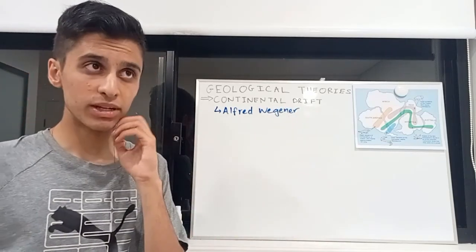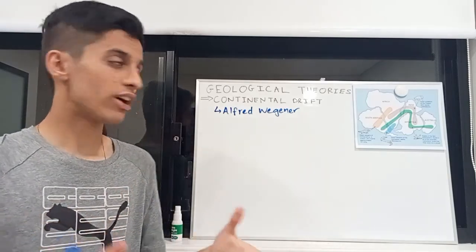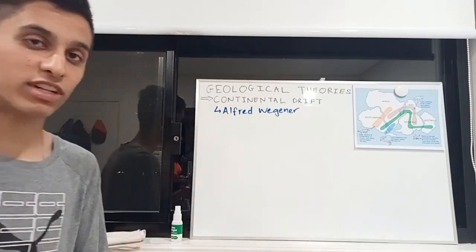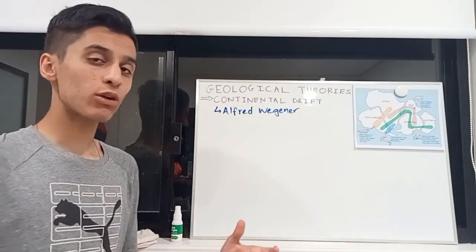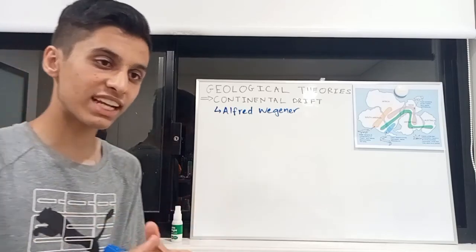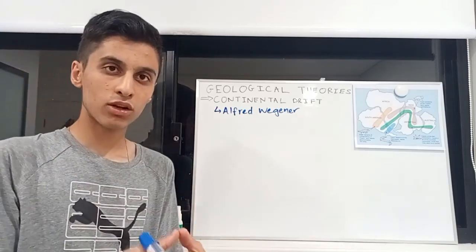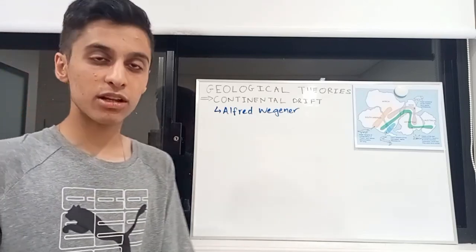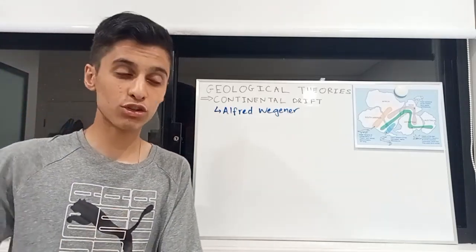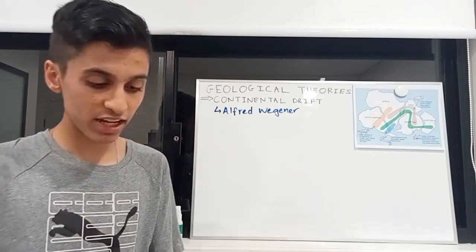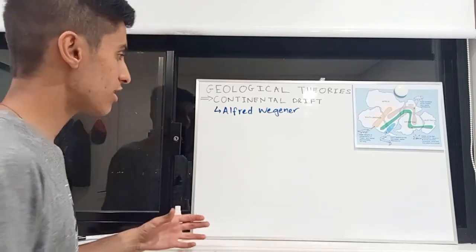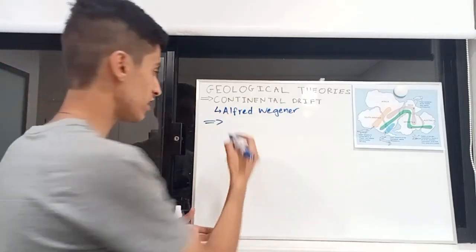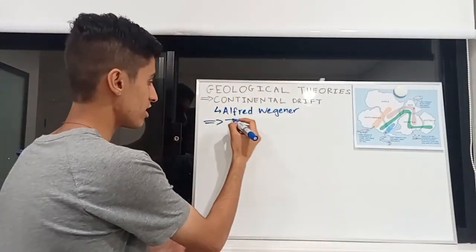Now, Alfred Wegener believed that all the continents on the Earth had once been joined together into a single landmass and they had since drifted apart. So he believed that all the seven continents were once connected into this large supercontinent which he called Pangaea. And since then they had slowly, over geological time, which is a really long time, moved apart. So if I was to give you a proper definition, it would be something along the lines of this.